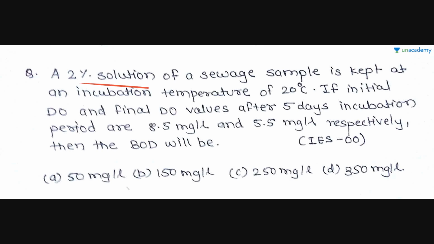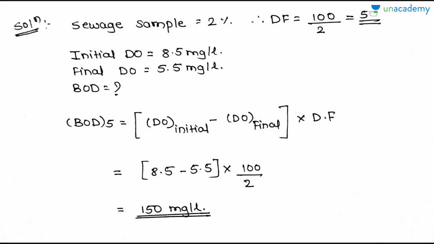So here the 2% dilution, or dilution factor, we need to calculate from this, and initial DO and final DO values are given, right? So here the sewage sample is 2%. So the dilution factor, if the percentage is given, is 100 upon the percentage of dilution, that is 100 by 2, which is equal to 50. This also we can do, or we can directly put it in the formula. Initial DO is given as 8.5 mg per liter and final DO is given as 5.5 mg per liter.